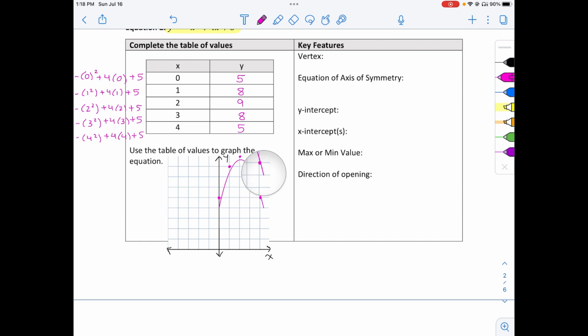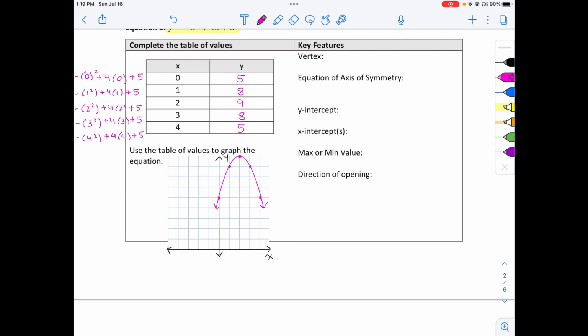Again, I have the benefit of my iPad helping me make this as perfect as it can be. It's still not quite exact, but that's okay. Close enough. Okay, so we can see that this graph is actually opening down. Okay, and my vertex is up here. That's the highest point.